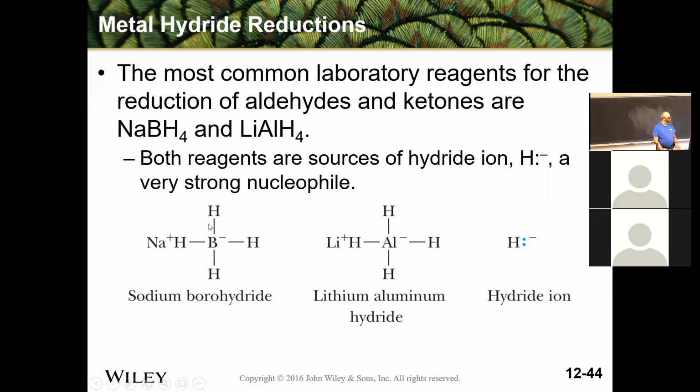Okay, the clue here that these are reducing agents is the high hydrogen content. These have lots of hydrogen. Remember, many oxidizing agents will have lots of oxygen. KMnO4, CrO4, lots of oxygen. Reducing agents will tend to have lots of hydrogen.